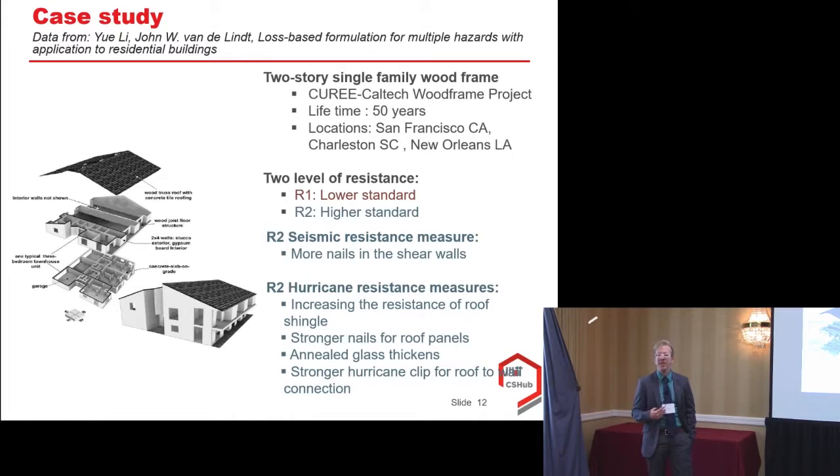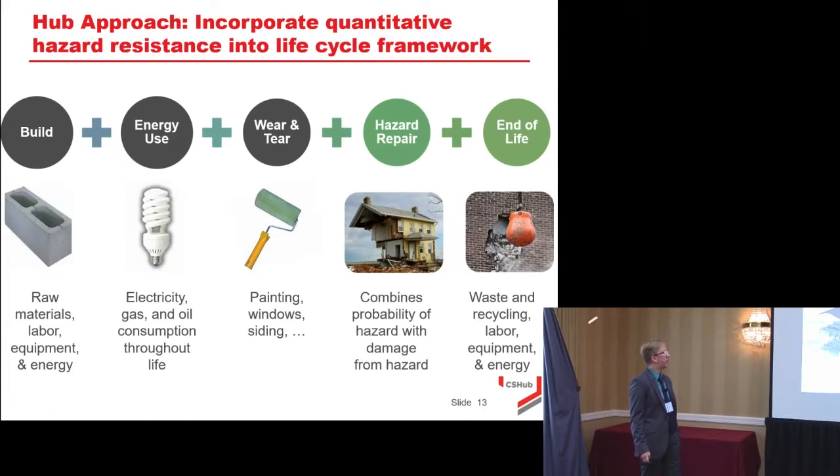One thing I've seen throughout several presentations at different conferences looking at resilience is that these hurricane clips are really important. It seems like it's a pretty cost-effective thing. You just need to have a clip to tie your wall to your roof to prevent it flying off in high winds. So that's an example of a little upfront cost that will reduce your life cycle cost.